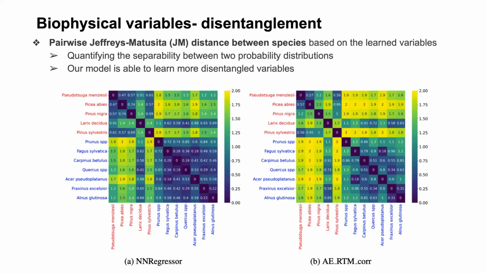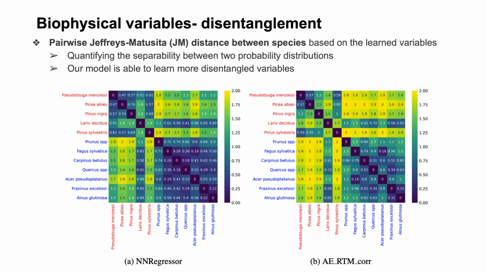We also evaluated the disentanglement of our learned variables. Because we have learned 7 variables, and these variables can be clustered by the 12 species, each species can be represented by a 7-dimension distribution. Each dimension is a single variable, right? So we can calculate the pairwise Jeffries-Matusita distance between species that are represented by these learned variables. This JM distance essentially quantifies the separability between 2 probability distributions, and its value ranges from 0 to 2. So the higher the value is, the more separable the 2 distributions are.